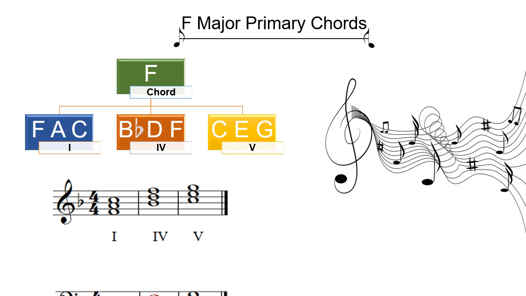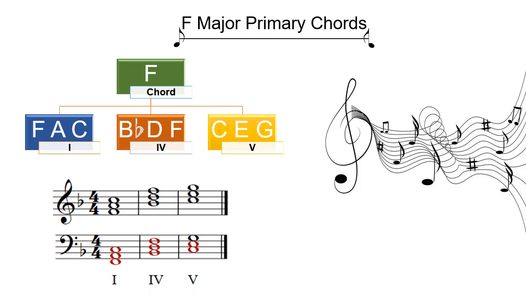On the bass staff, we are going to have it like this, in the same way it has just been transposed this time to the bass staff. We still have our F, followed by A, followed by C, being on chord 1, and then we have our chord 4, we have our chord 5.